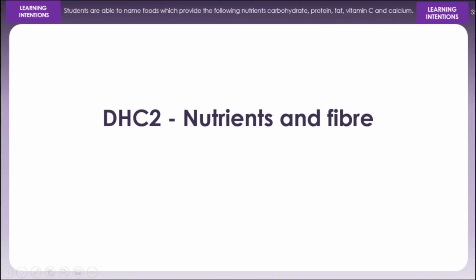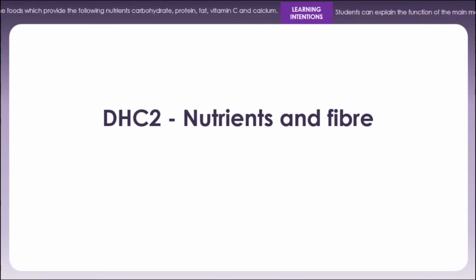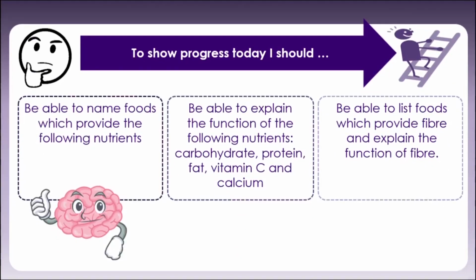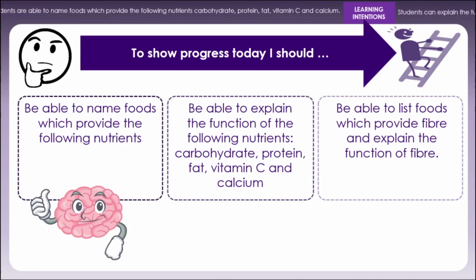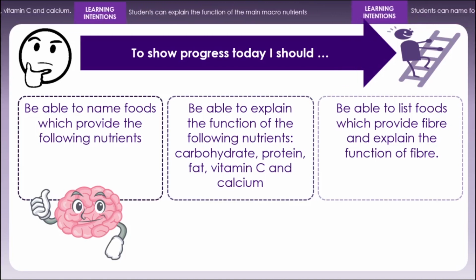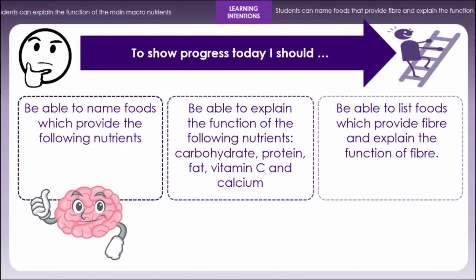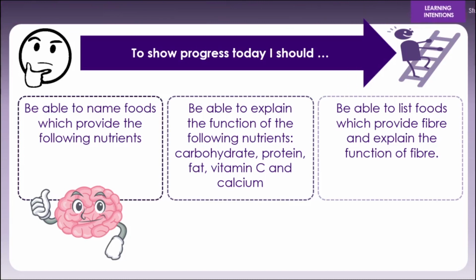Nutrients and fibre. So before we do this, we'll be able to name the foods which provide the following nutrients. They'll provide carbohydrate, protein, fat, vitamin C and calcium. We'll then be able to explain the functions of those nutrients, and we should be able to list foods which provide fibre, and then should be able to explain the function of fibre.